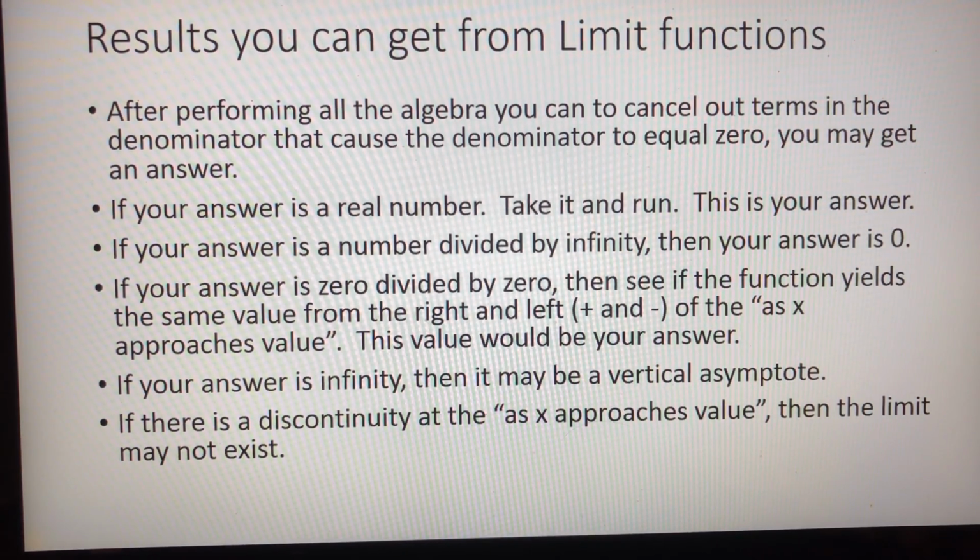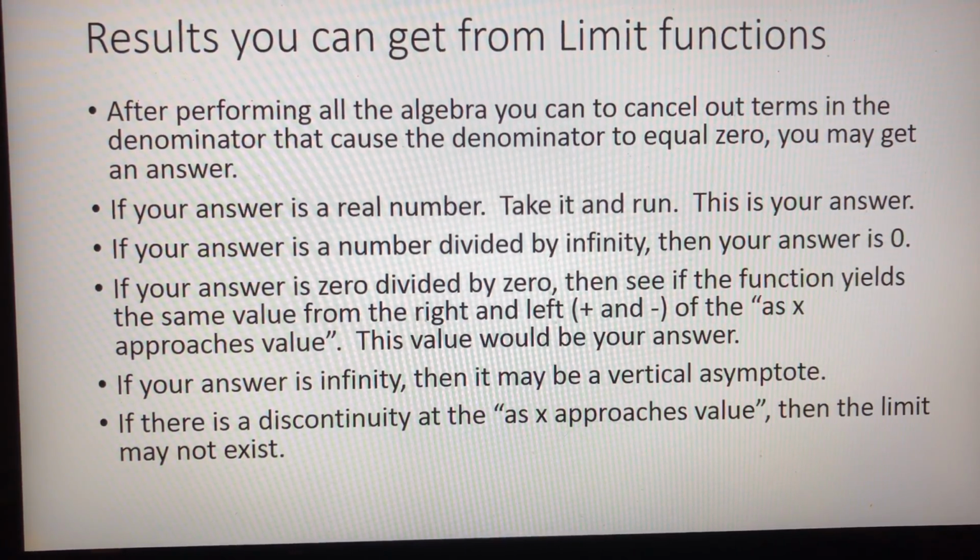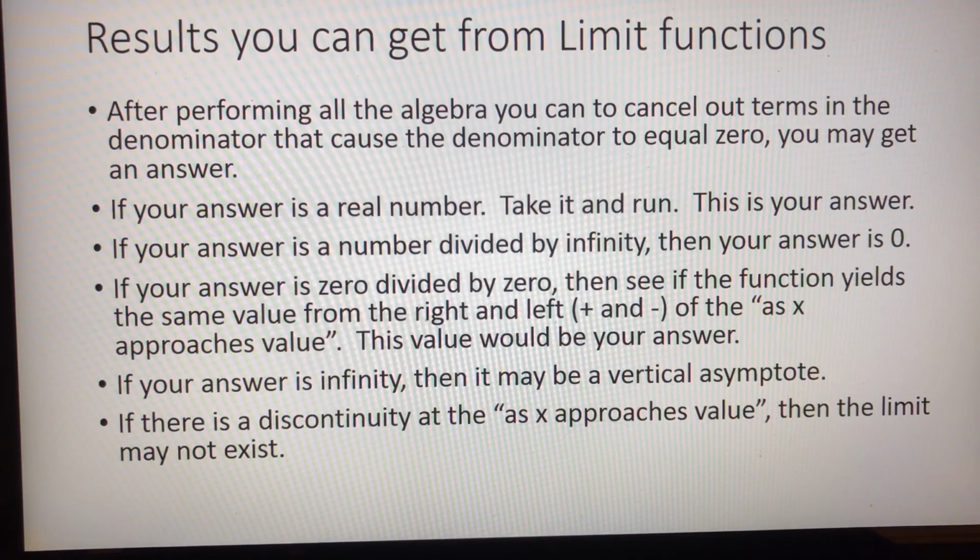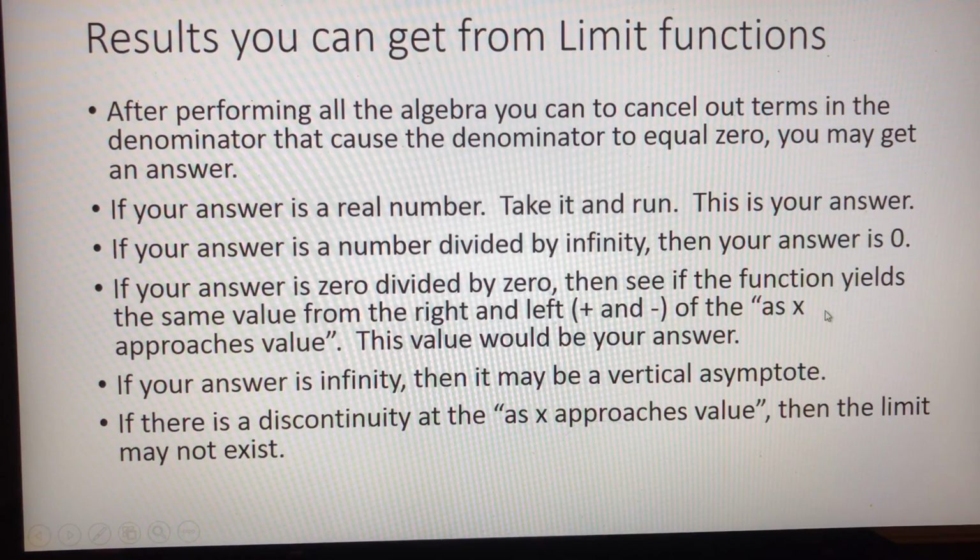All right, so now if your answer is a number divided by infinity, that goes right to 0, because 10 divided by infinity is essentially 0. And if your answer is 0 divided by 0, then you have a different situation where, using the squeeze theorem, you'll learn that later, you could actually have a real number limit, but it's just at that particular point manifesting itself as a 0 over 0.